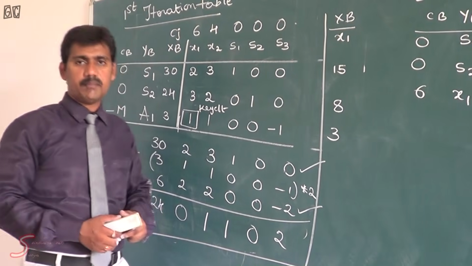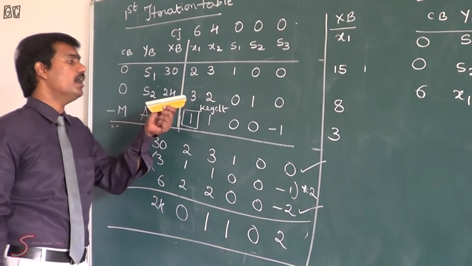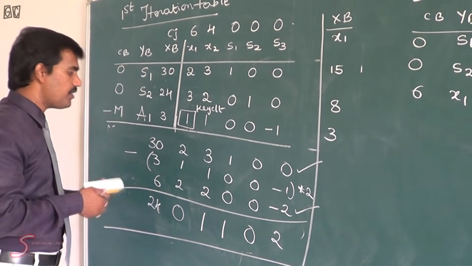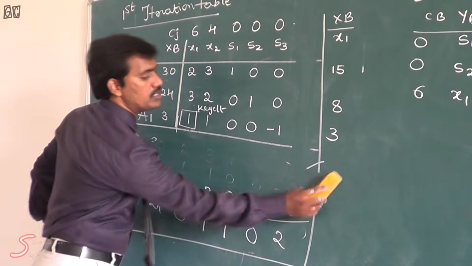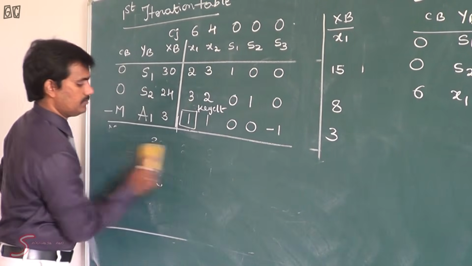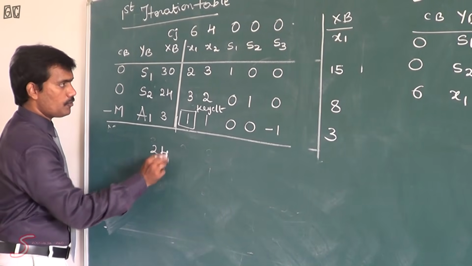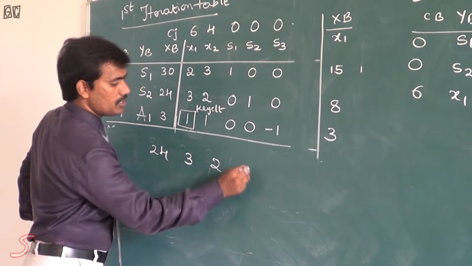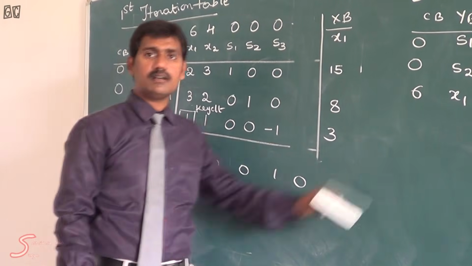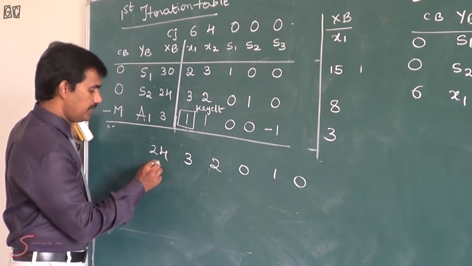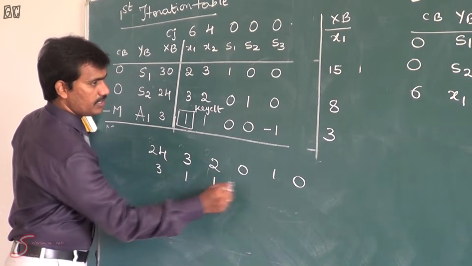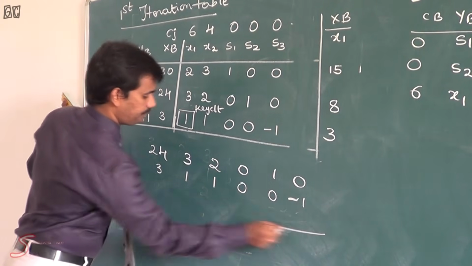So again the same step. We have to make this 3 as 0, so we have to write this entire row once again. 24 I am writing here: 24, 3, 2, 0, 1, 0. Again I am taking the key row, that is 3, 1, 1, 0, 0, minus 1.